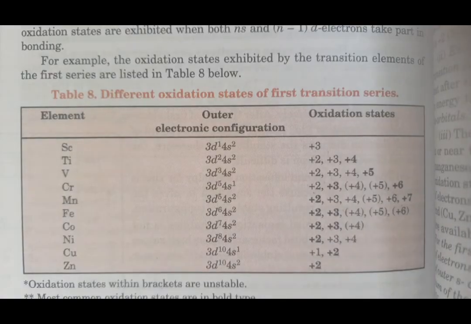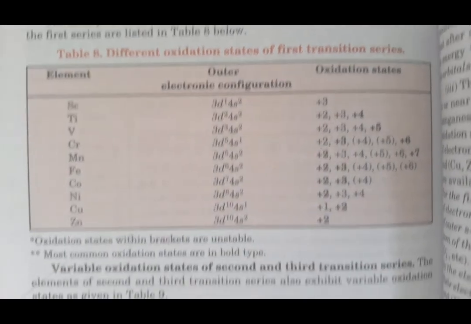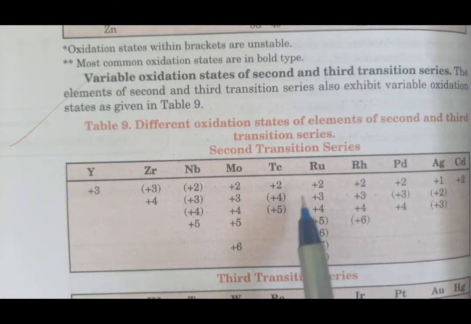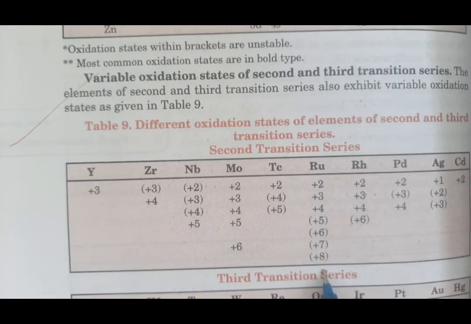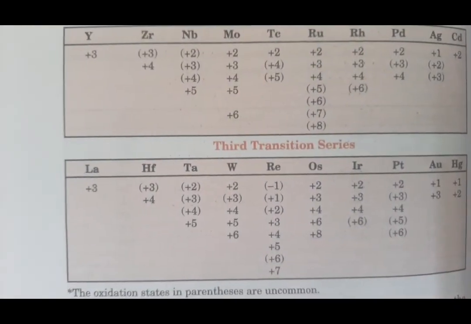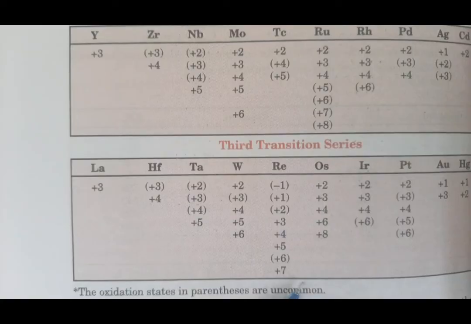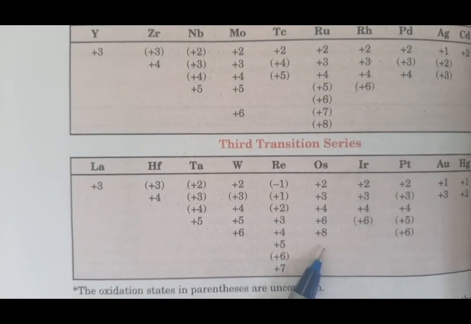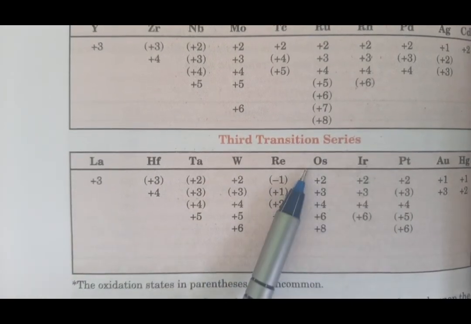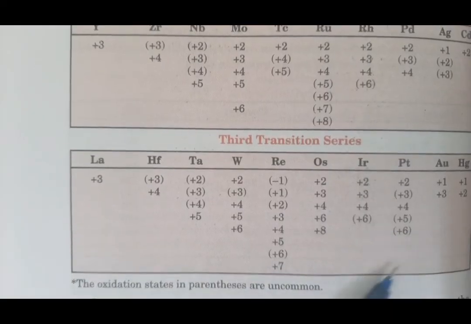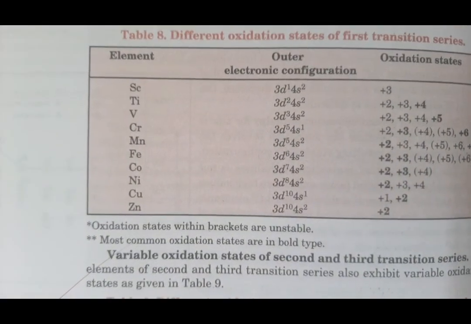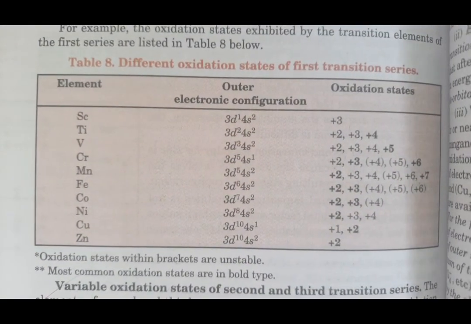And what is the value of that? Plus 7. Similarly, in the second transition series, this is the oxidation state of the second transition series, in which the maximum is of ruthenium, which is plus 8. Do remember, others no need to remember, just remember the maximum one. Similarly, in the third transition series, the maximum is of osmium. Os means osmium, and the maximum oxidation state of it is plus 8. So I may ask you the question, which has the maximum oxidation state in the third transition series? Answer, osmium, value plus 8. You can check others. Similarly, in the second transition series it is ruthenium, the value plus 8. Whereas in the first transition series, the maximum is of manganese, that is plus 7.